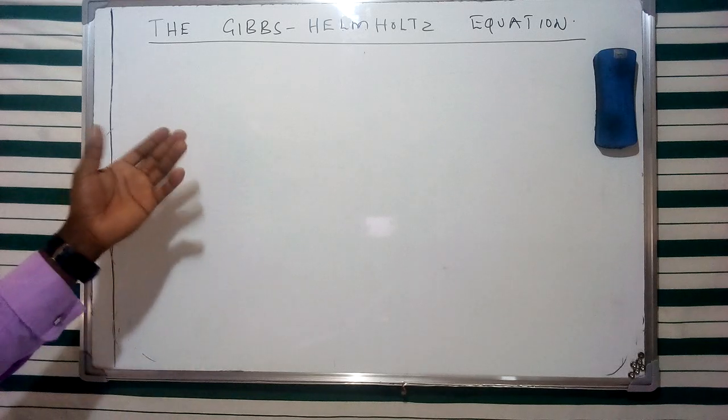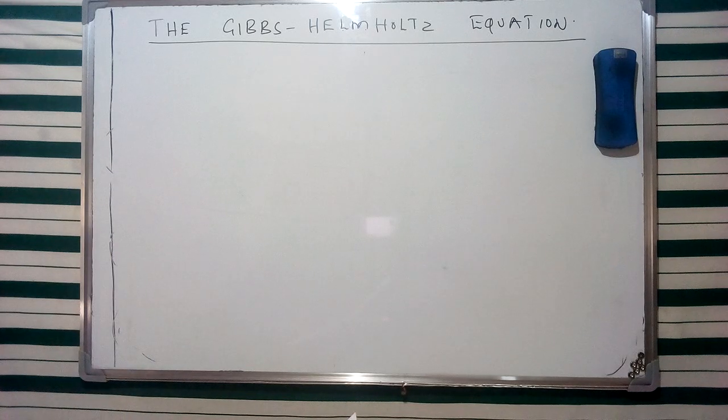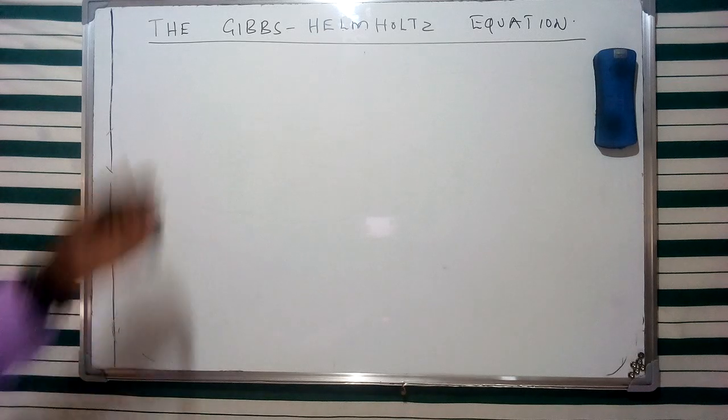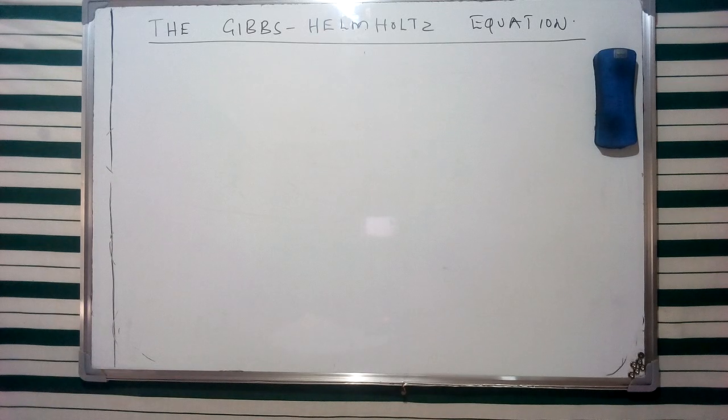Now, the Gibbs Helmholtz equation is going to show that we can derive other aspects, like the enthalpy of a reaction, from the knowledge of the free energies that are described by this specific Gibbs Helmholtz equation. Now, this is under the condition of constant temperature and pressure.